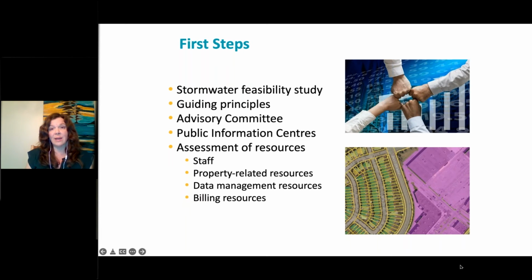We also struck an advisory committee composed of different stakeholders and major property owners to help guide us as we brought different parts of the user fee program to them, and we were able to adjust that in an iterative way. We had public information centers to get feedback from the public, and we also assessed the resources we had in place when it came to staff, managing property-related data, and billing, in order to determine what we had in place and what we would need, both to develop the charge, but also to operate it on an ongoing basis.